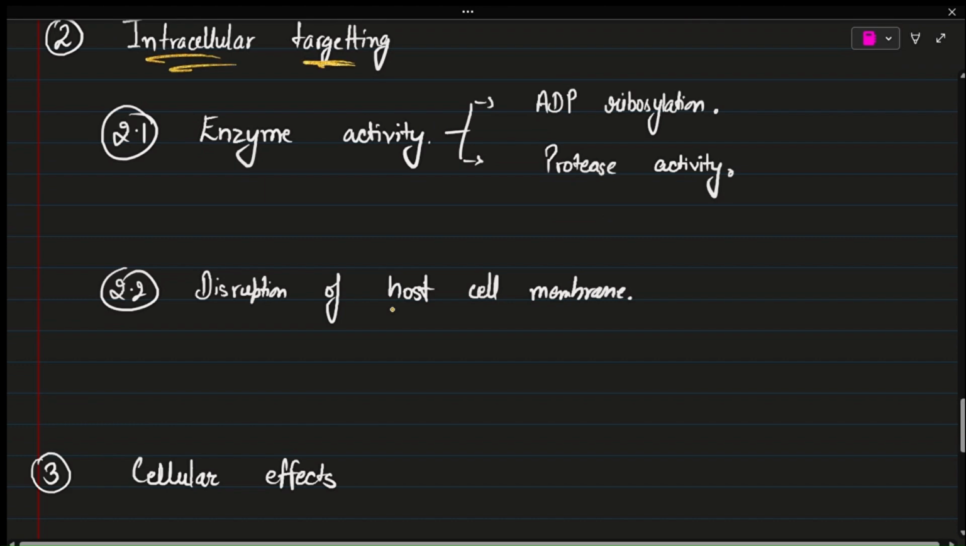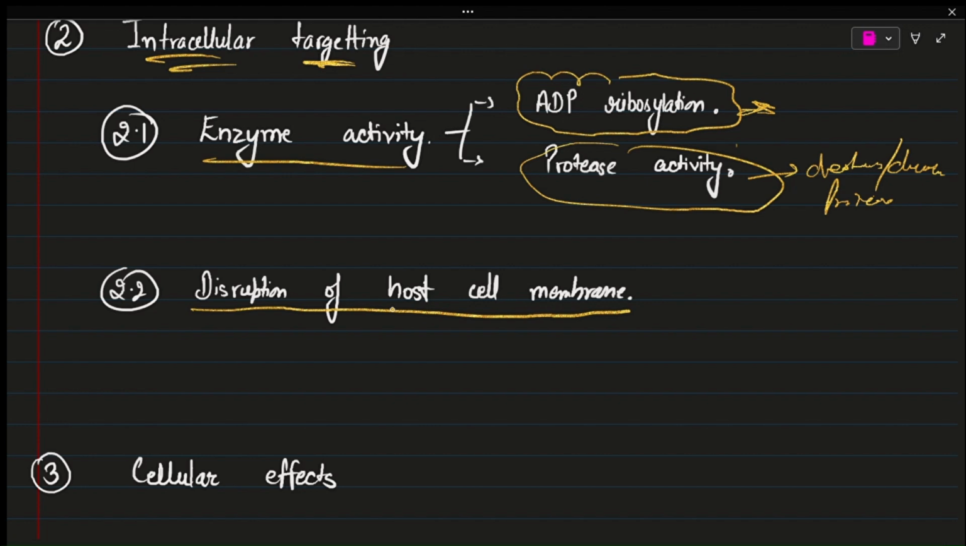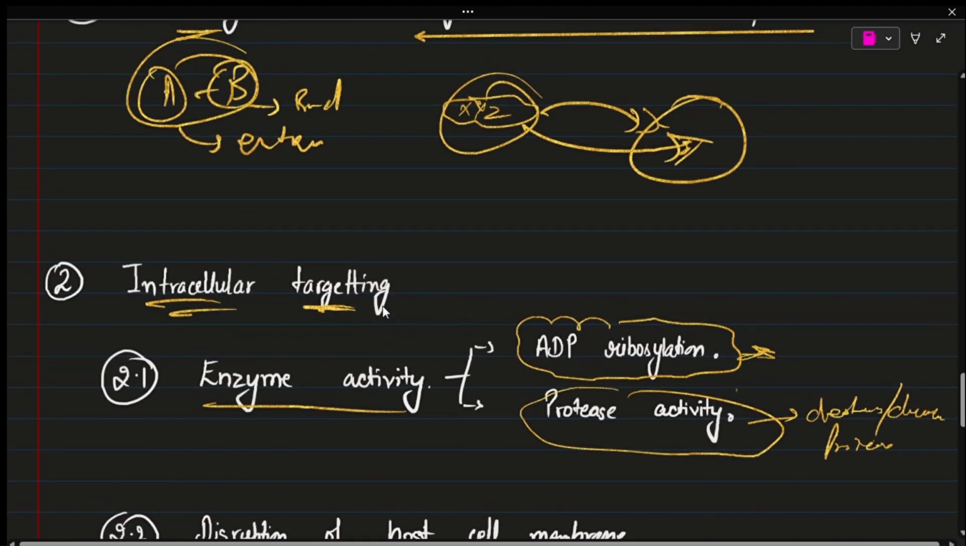So within the cell, our toxin will show two activities, okay. Either it will disrupt the host cell membrane or it will show enzymatic activity, in which it will show ADP ribosylation or protease activity, okay. In protease activity, it will destroy or denature the protein, basically targets the protein, and in ADP ribosylation, it ribosylates your proteins or some other areas in which ADP ribosylation can occur.